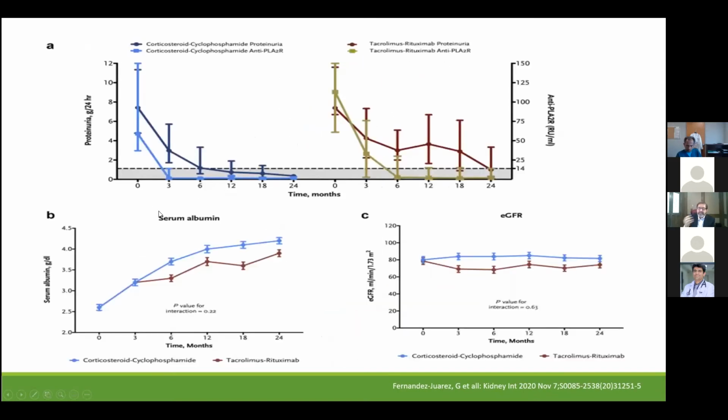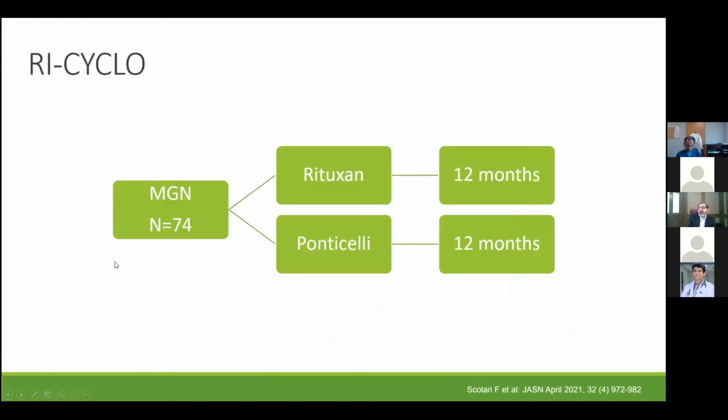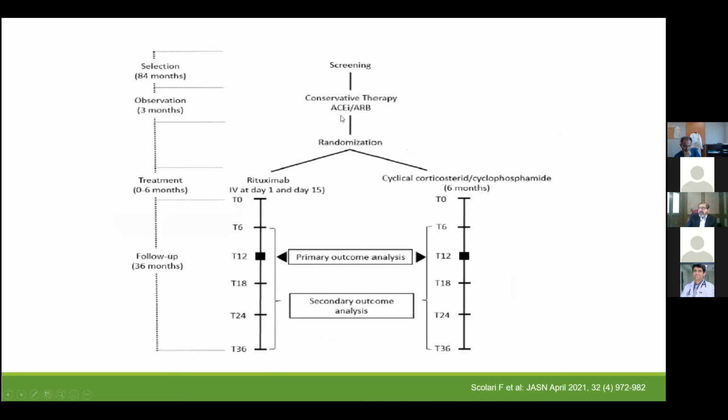I still feel, and this is my personal opinion, that STARMEN could have been designed a little bit better. Now, MENTOR-style head-to-head, MenEcyclo, rituximab versus cyclophosphamide, is a true head-to-head trial in patients with membranous nephropathy who are randomized to either rituximab or to the cyclical regimen, the Ponticelli regimen. So let's take a look at the plan of the trial.